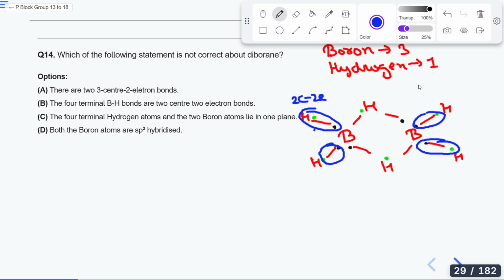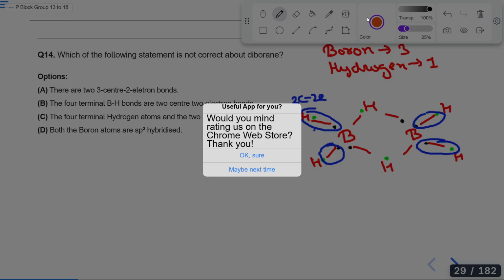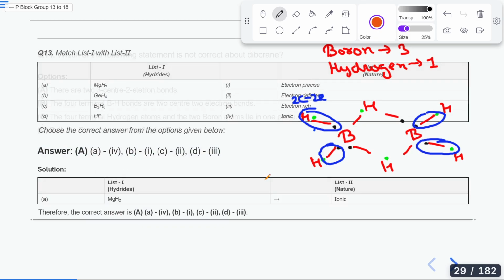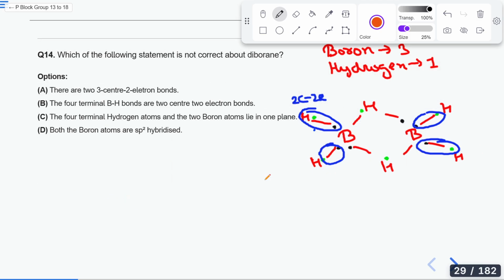So this was all about the terminal part. If I consider the bridge one, then what can we tell about them? Here, in this case, 2 electrons are there. One is of boron and one is of hydrogen. And the bond is between 3 centers, 1 hydrogen and 2 boron. So this is 3 center 2 electron. Similarly, on the downside also there are 2 electrons and it is between 3 centers. So it is also 3 center 2 electron.